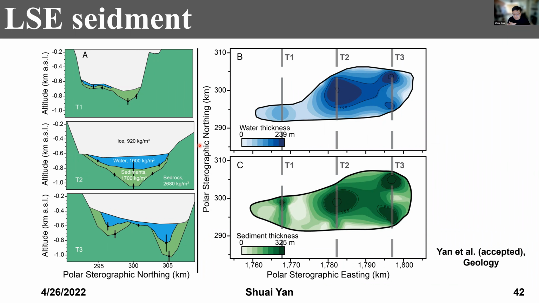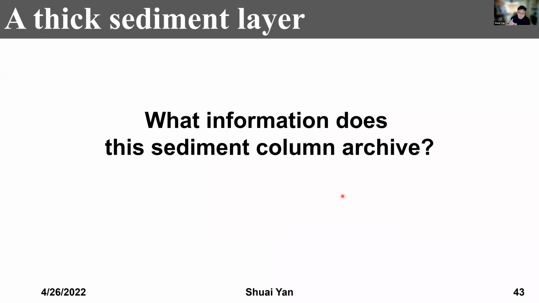Now let's talk about the sediment. We see a very thick sediment layer preserved beneath Lake Snow Eagle. Typical sediment thickness is over 100 meters, and maximum is over 300 meters. And the big question is, what information does this sediment column archive? Right? If one day we could get a sample from this sediment layer, what information can we get from that core?